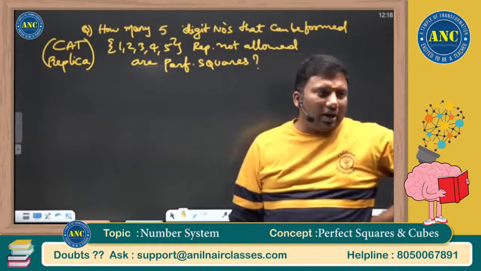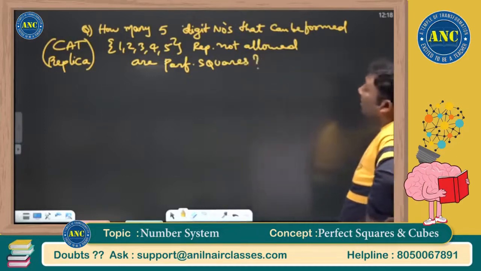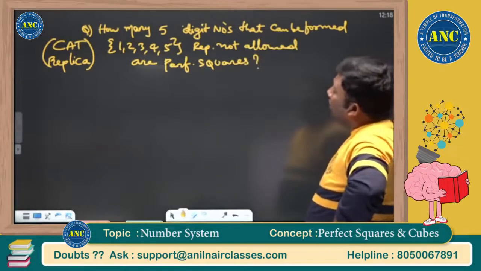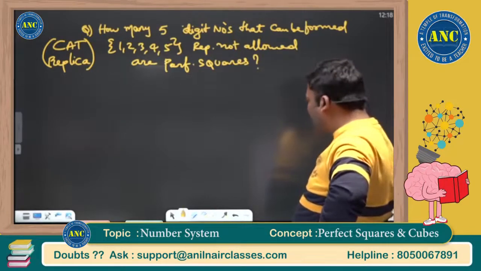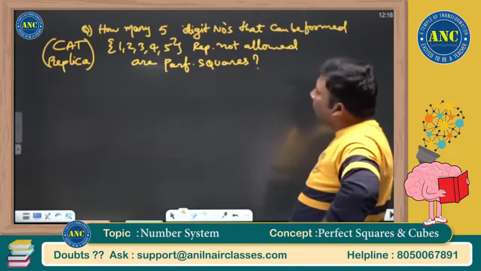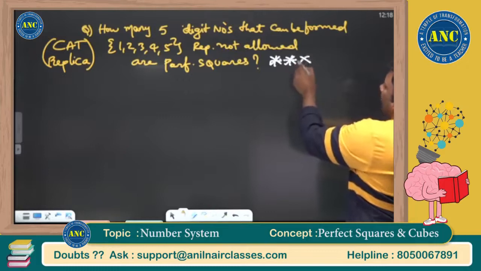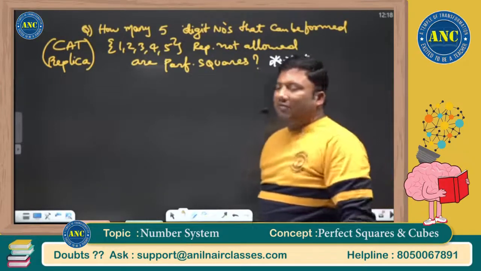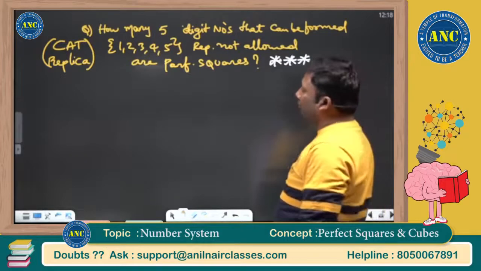Yes. Right? How many 5-digit numbers can be formed using the digits 1, 2, 3, 4, 5, repetition not allowed, are perfect squares? Now listen carefully. Beautiful question, sir. Put a star mark on this question. This is a very beautiful question.